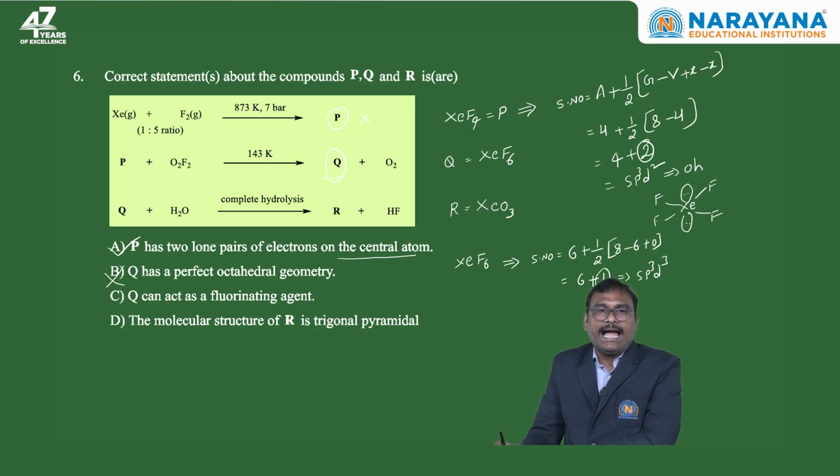Now, Q can act as a fluorinating agent. Yes, XeF6 acts as a fluorinating agent. Next, the molecular structure of R is trigonal bipyramidal.